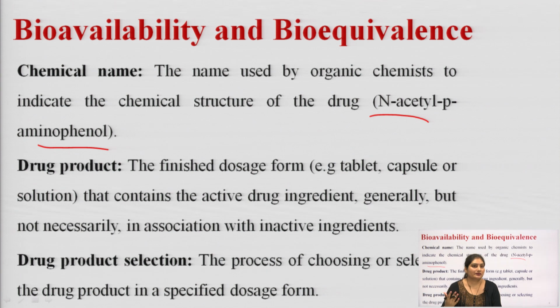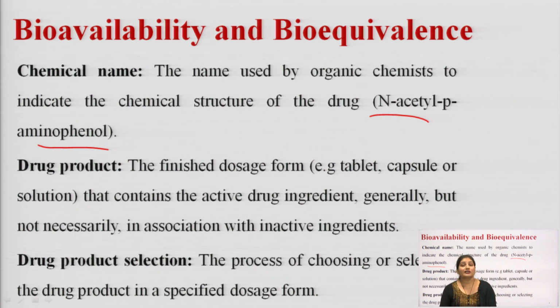Next is the drug product. What do you mean by drug product? These are the finished dosage forms, that can be a tablet, a capsule, or a solution, containing the active drug ingredient, generally but not necessarily in association with inactive ingredients. Means a dosage form having an API plus an inactive ingredient, or solely the active drug ingredient, is called the drug product.